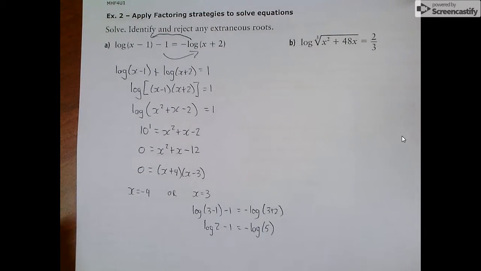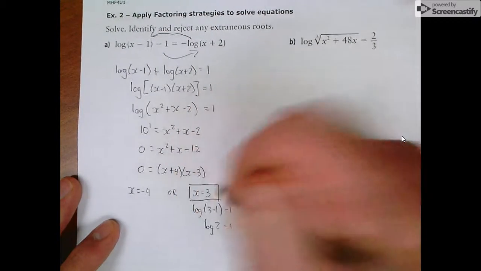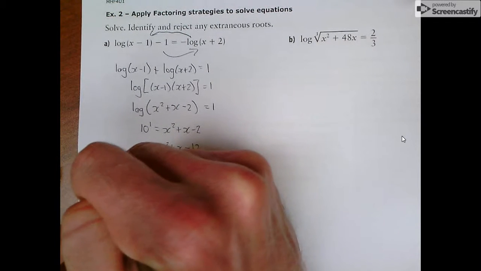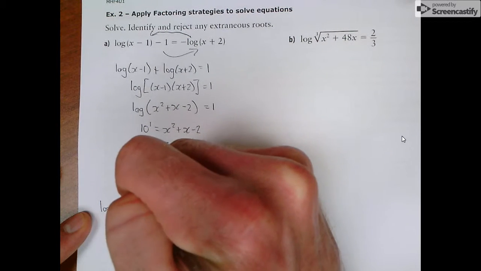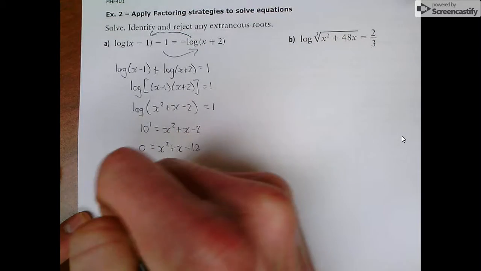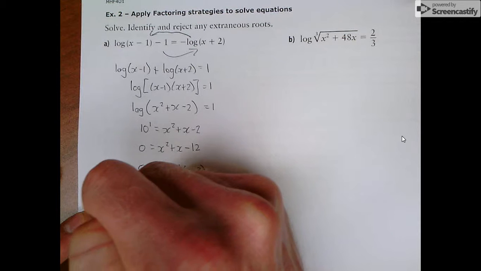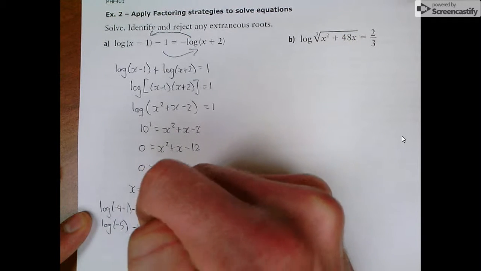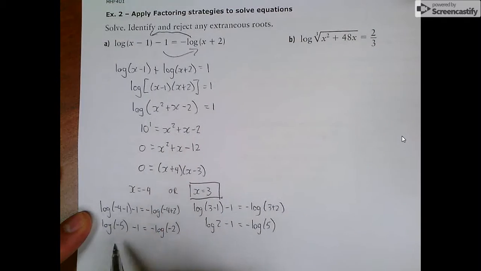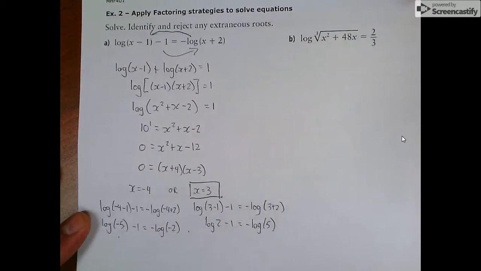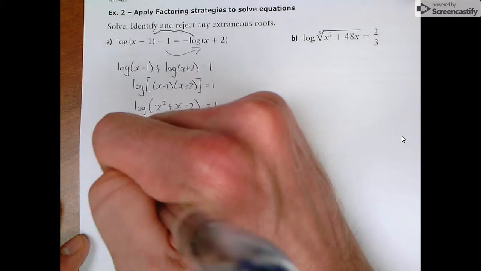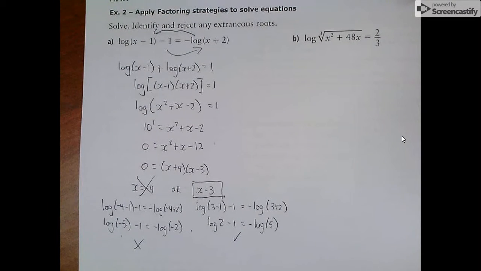This answer is acceptable. If we do the same thing with the -4, however, we get the log of -4 minus 1 is equal to the negative log of -4 plus 2. And we'll see in the next step, we have the log of -5 minus 1 is equal to the negative log of -2. And you'll see both of these are negative. And so we reject this answer. It is an extraneous root. So no, x equals -4.